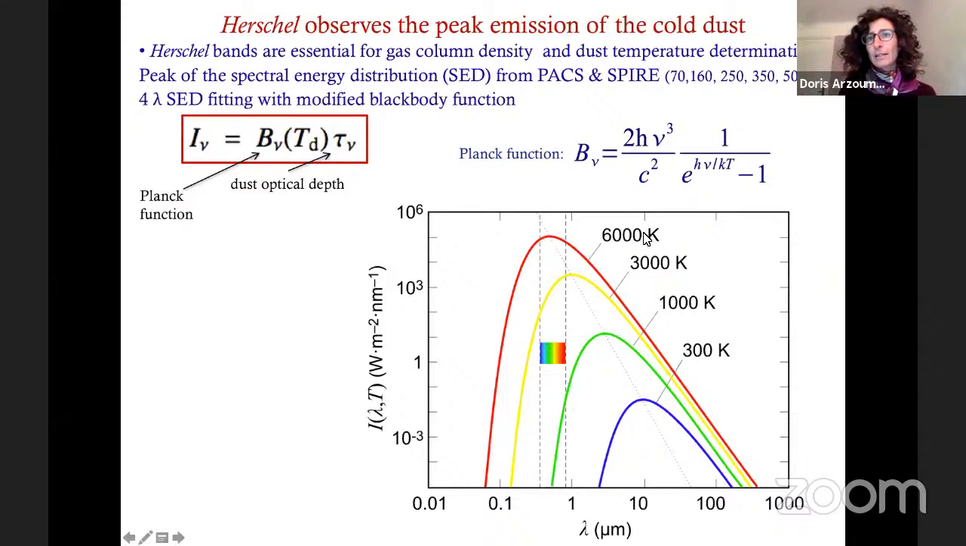So for instance, here the 6,000 Kelvin corresponds to the temperature of our sun. And you can see that it peaks in the visible wavelengths. That's why actually our eyes.